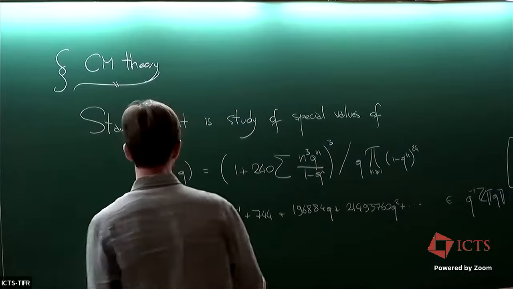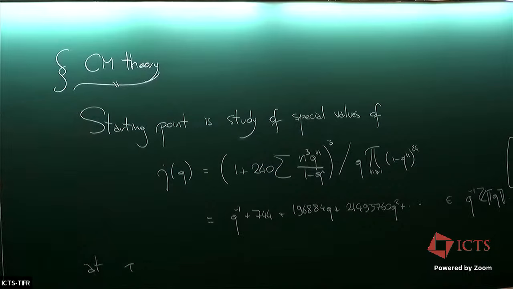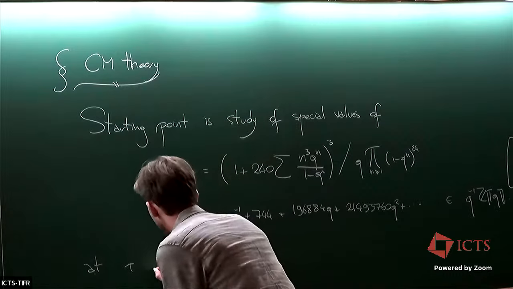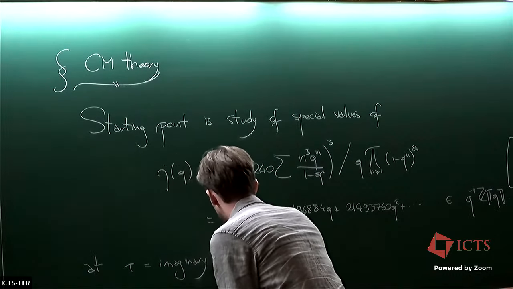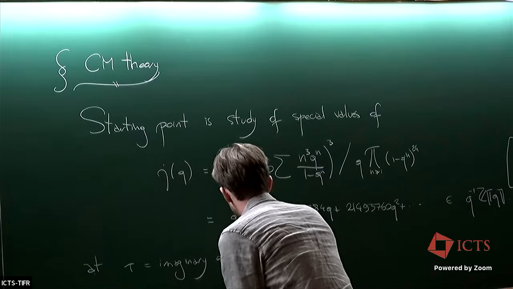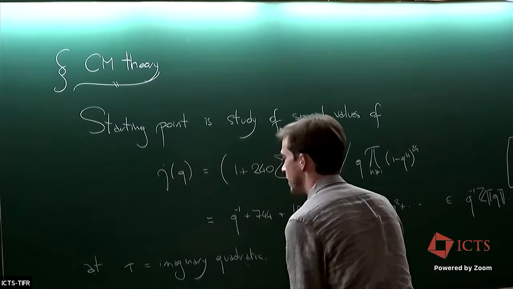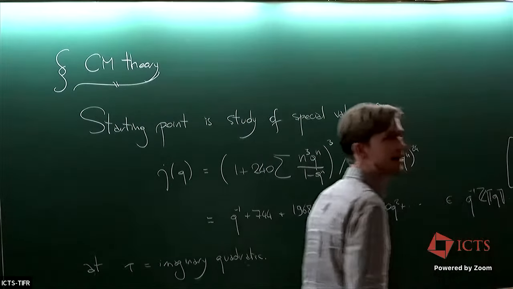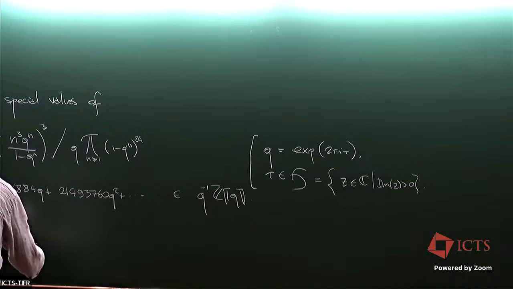Okay, so my starting point is a study of special values of this j function, and now I have to tell you where I'm going to take these special values. I'm going to take these special values at arguments tau in the upper half plane. They're very special. They lie in an imaginary quadratic extension, meaning they're complex numbers, but they satisfy a quadratic polynomial with negative discriminant with integer coefficients.